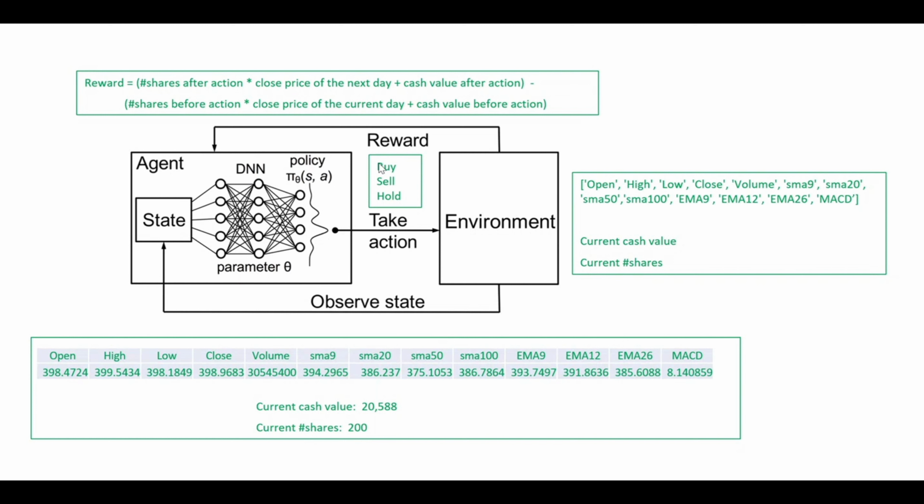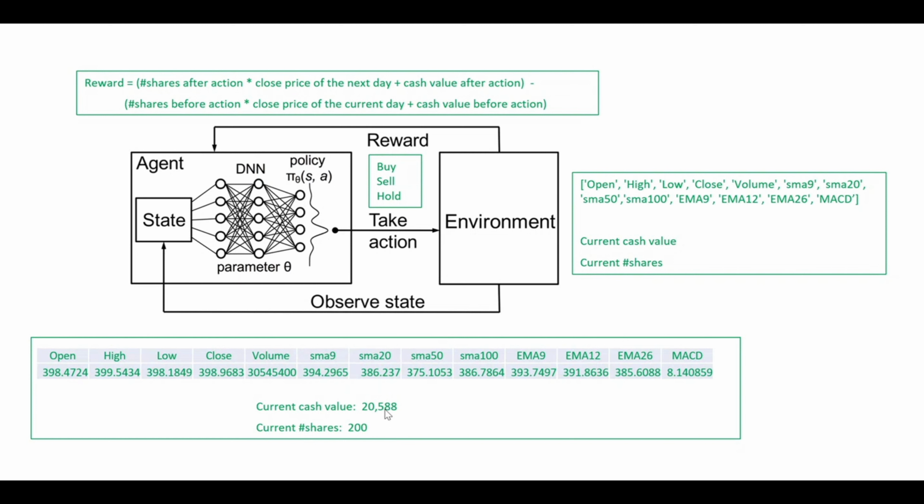One of the actions that the agent will take is based on the current state, the values of these attributes and the values of the account, right? And the action taken on the environment will bring an effect on the environment. So let's see, if the action is buy a share, that means we will use some cash to purchase a share. So our number of shares will increase and the amount of cash value will decrease, right?